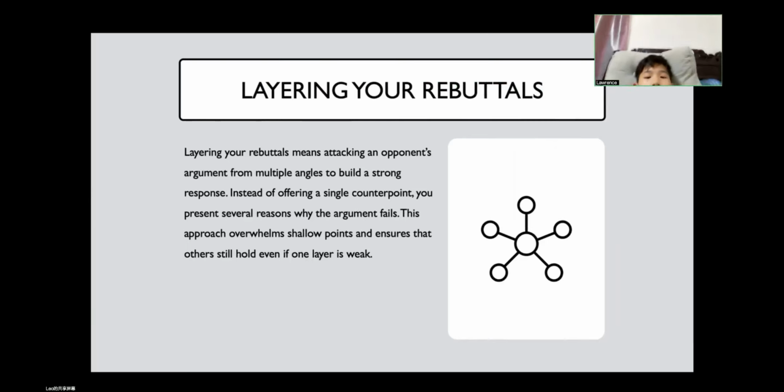Now we have how to layer rebuttals. Layering rebuttals means attacking an opponent's argument from multiple perspectives to build a strong response. Instead of focusing on one rebuttal on just one point, you should present several reasons why the opponent's point fails. This approach not only overwhelms shallow points that the opponent made, it can also open up new weaknesses in the opponent's defense lines, and can also make sure that the others still hold even if one of your layers is weak.